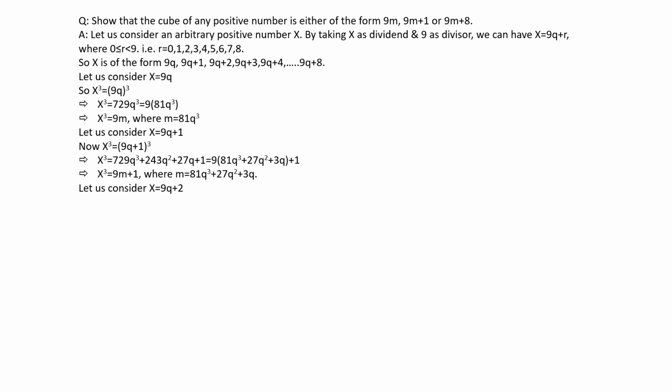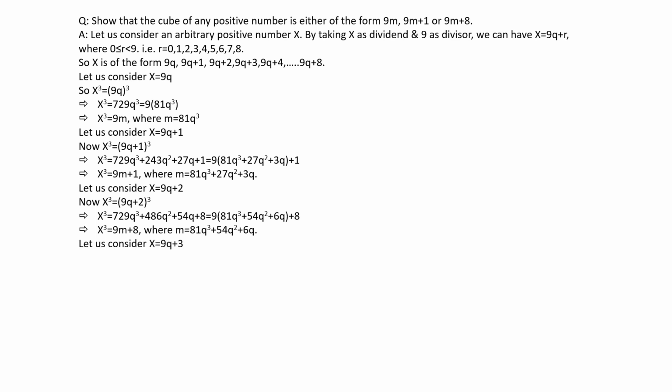Now let us consider x equals 9q plus 2. Now x cube equals 9q plus 2 whole cube, which simplifies to x cube equals 729 q cube plus 486 q square plus 54 q plus 8. Or if we take 9 common in the first three terms, we get 9 into bracket 81 q cube plus 54 q square plus 6q bracket ends plus 8. Or we can write it as x cube equals 9m plus 8, where m equals 81 q cube plus 54 q square plus 6q.